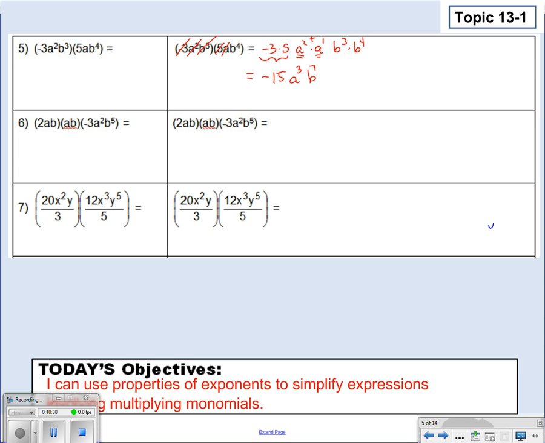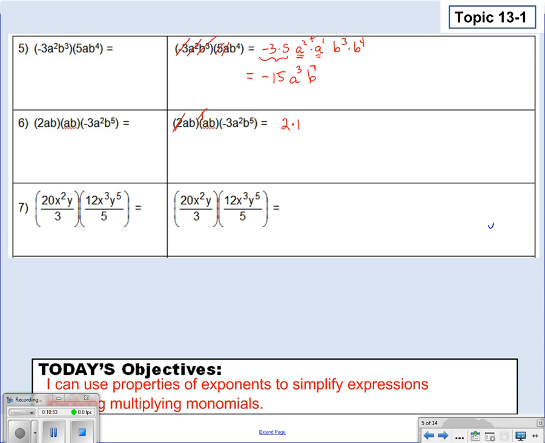Problem number 6. In our first parenthesis, we have a 2. In our second parenthesis, I don't have any number, but again, I always know there's an understood 1 in front of any variable unless there's a different number shown. So I could say times 1. And then in our last parenthesis, we have a negative 3, so times negative 3.